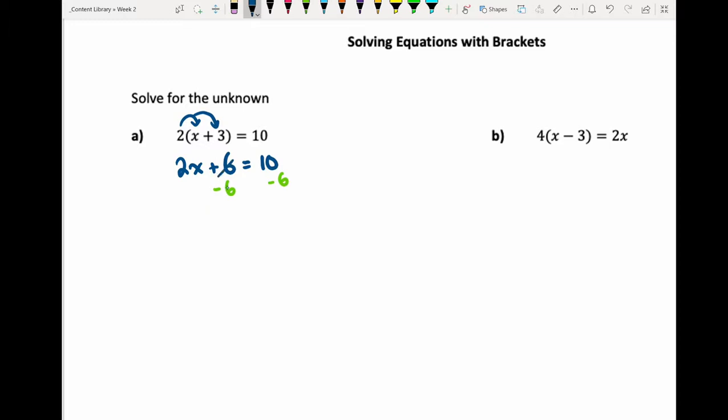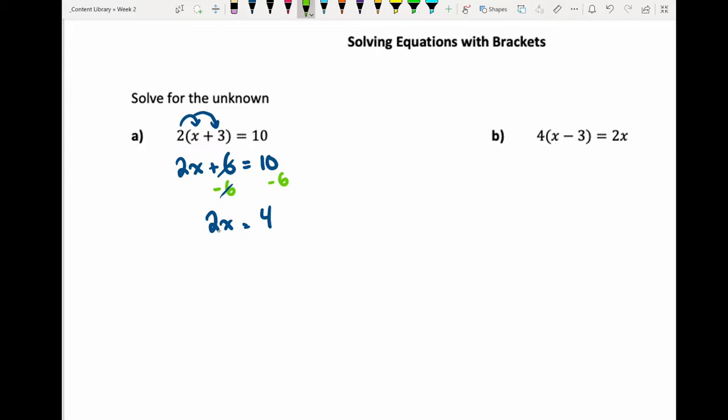It's going to cancel out on the one side, right? Because if I add 6 and subtract 6, it makes 0. And then I'm left with 2x equals 10 minus 6, which is 4. The next step, I want to get rid of this 2 to get x by itself. Again, remember the goal of solving an equation is to isolate, or get the variable by itself.